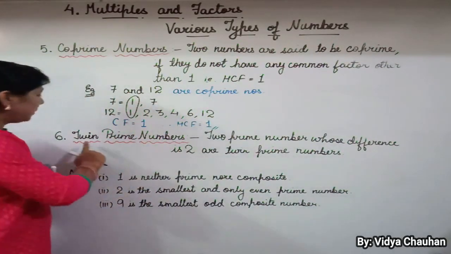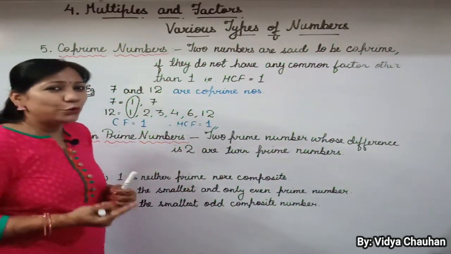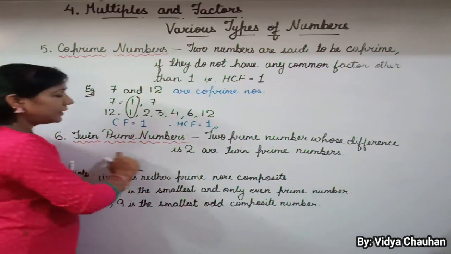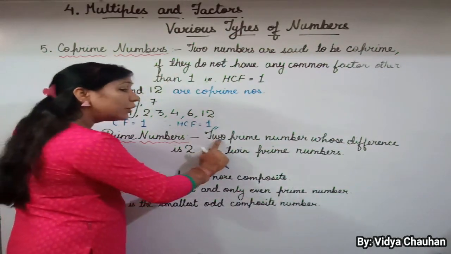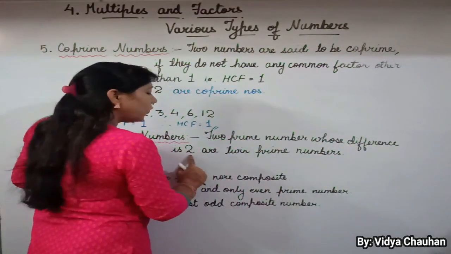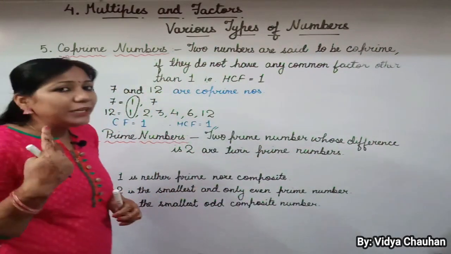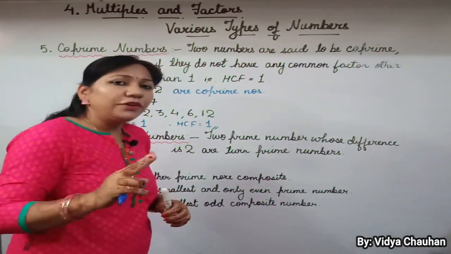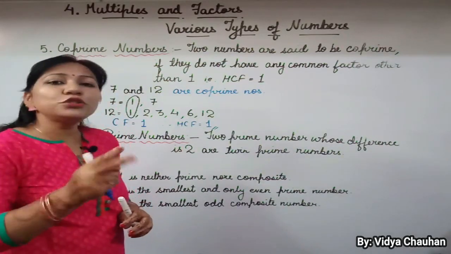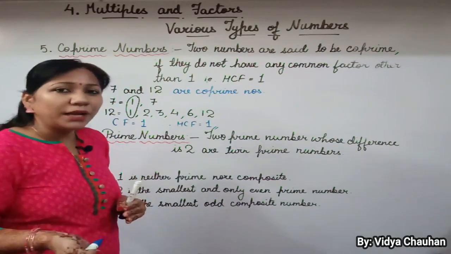The second type of number is twin prime numbers. Twin means judwa, so something which is similar. Let's read what is there in the criteria of twin prime numbers. Two prime numbers whose difference is always 2 are called twin prime numbers. So for any two prime numbers, if the difference between those two numbers is 2, then those two prime numbers are called twin prime numbers.